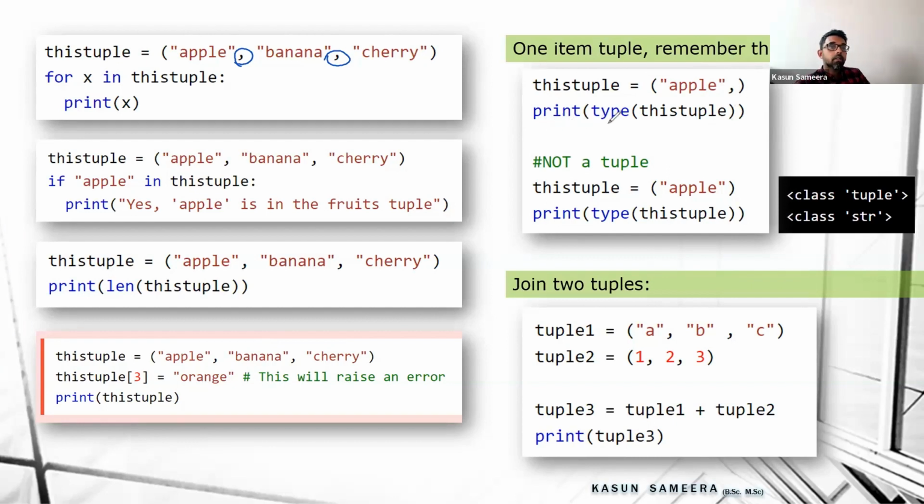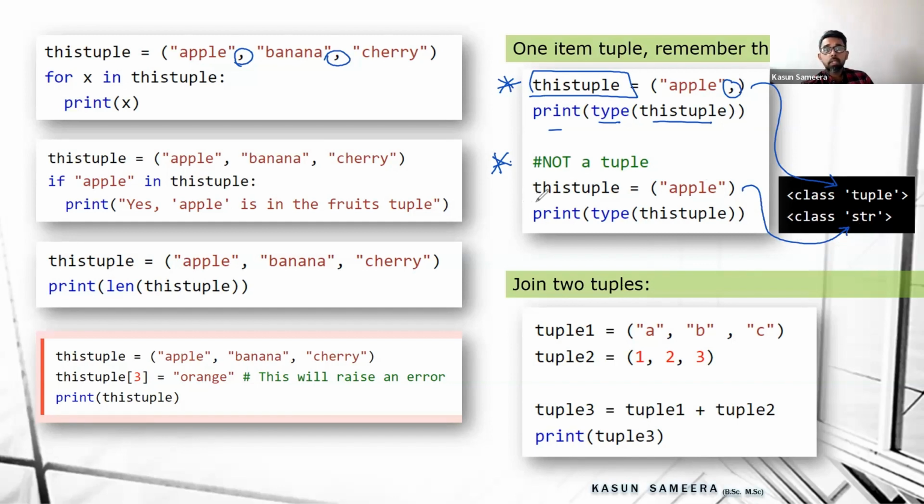Okay, print type this tuple. මේ variable එකේ type එක print කරන්න කියලා කියන. First one will give the class tuple. Second one will give the class string. Did you get it? Why? Because there's no comma. If there's no comma, it will consider it as a string.